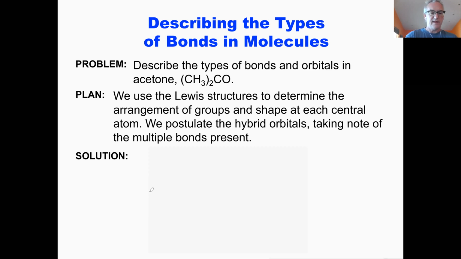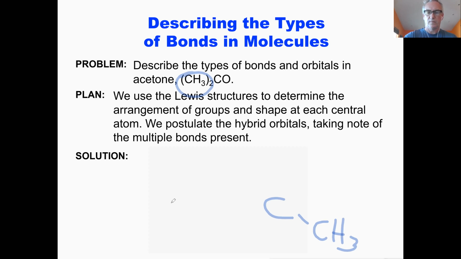I should probably use a darker color. Here we go. So we have 2 methyl groups. CH3 is called a methyl group, and those are just a carbon bound to 3 hydrogens, which is then bound to something else. So each one of these carbons, carbon 1 and carbon 2, is going to have 4 single bonds. So I think we can pretty much know what hybridization they're going to be. And then there's an oxygen bound to the central carbon with a double bond.